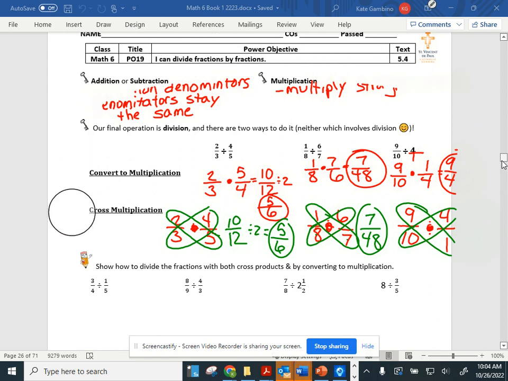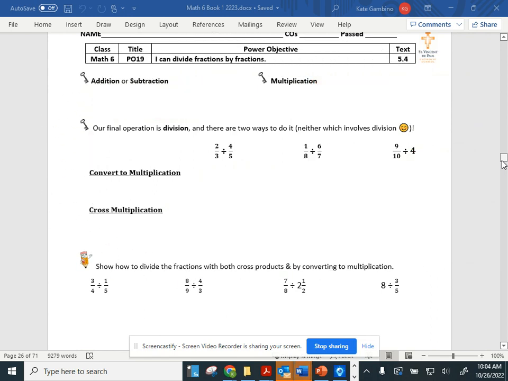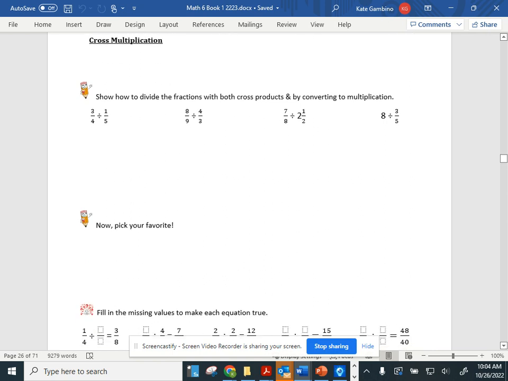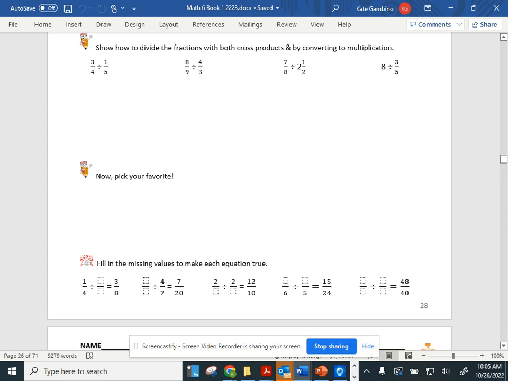Let me scroll up. It says, for the first section, show how to divide the fractions with both cross products and converting to multiplication. There are 4 problems. We are going to do the first one together. The next 3, you're going to do it both ways. So whether or not it speaks to you, you're going to practice both ways. So let's look at that 3/4 divided by 1/5.